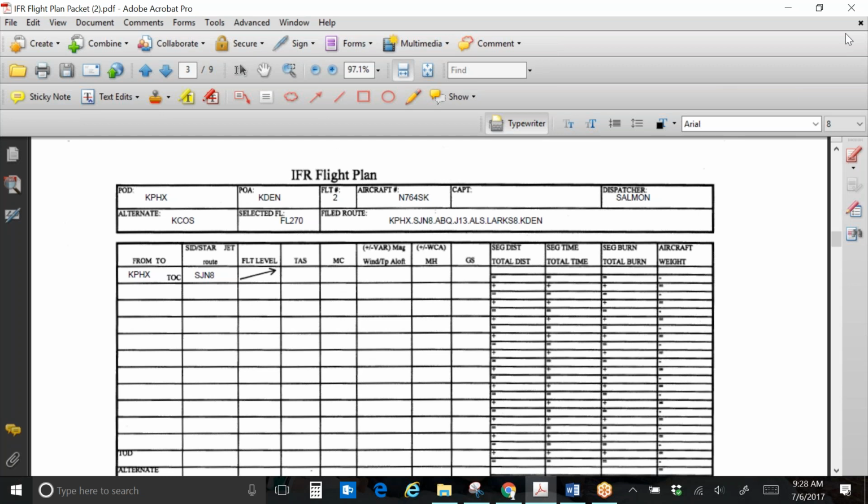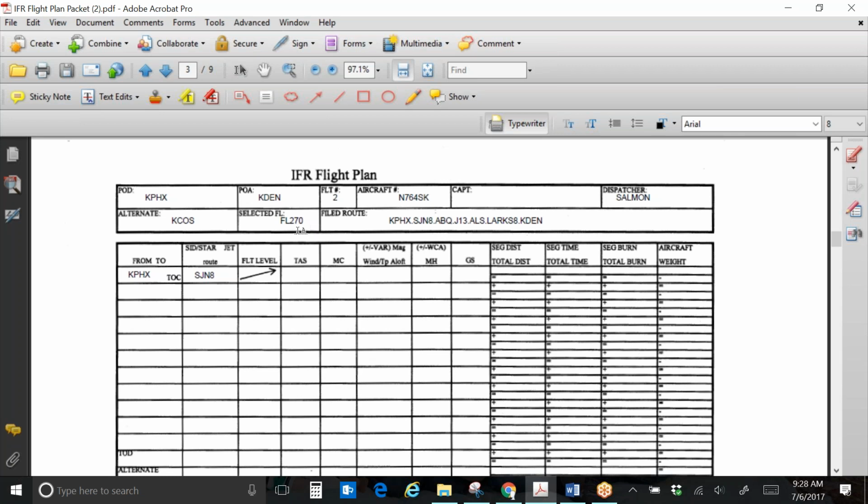plan. So what I'm going to go ahead and show you is what I have selected for my route. Based on the NOTAMs and the MELs and everything else in the weather packet, the route briefing, I have chosen Phoenix, St. John's 8 to Albuquerque, J13 to Alamosa, and then the Larks 8 arrival into Denver. So that's my route. I am at flight level 270.